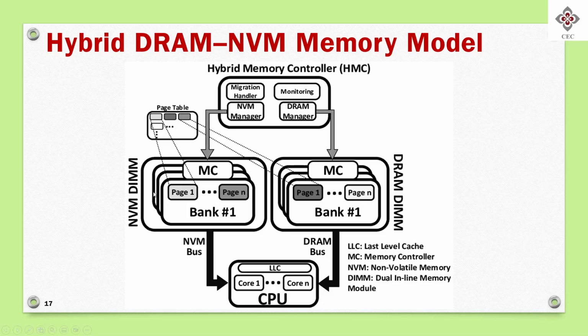So, this is the structure of a hybrid memory controller which has the pages in the memory. We have bank 1, here we have another bank. This is purely for DRAM and this is for NVM. They have separate buses and using these buses we can access the pages.